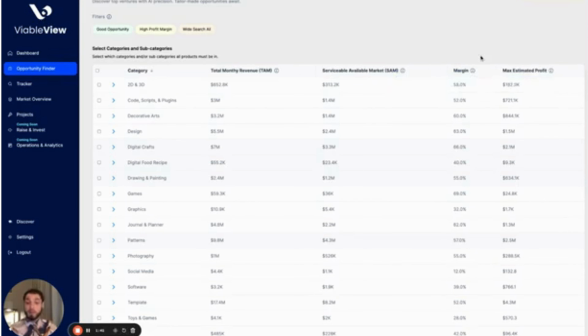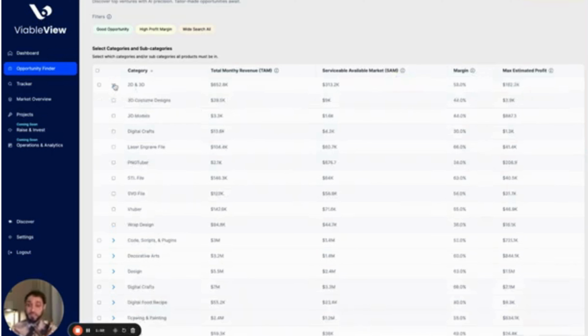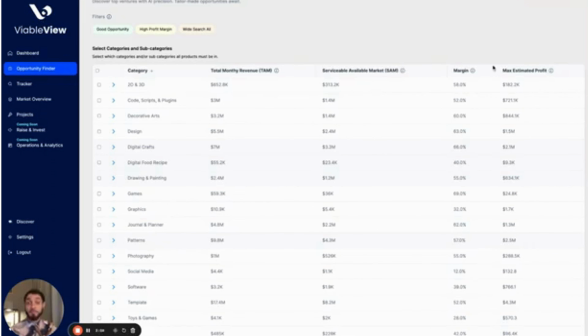We show an average margin, which is really an average if acquired through paid acquisition channels. So if running paid ads, right, we estimate the cost per click, the conversion rate, the average order value, the cost of goods. So we're able to get an average net margin for each category and for each segment as well. And then we take the SAM and we multiply it by the margin, the available market size times the average margin, to get the max profit that could potentially be made within that category or segment if executed on in the most ideal fashion.